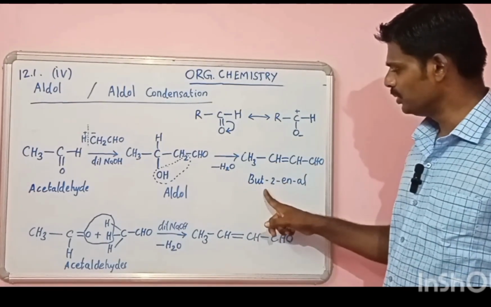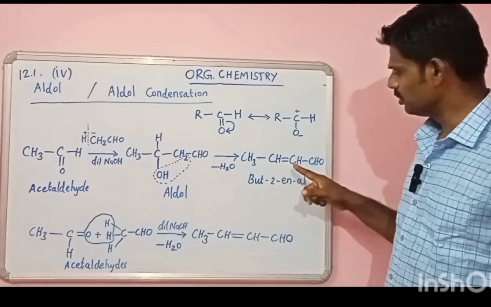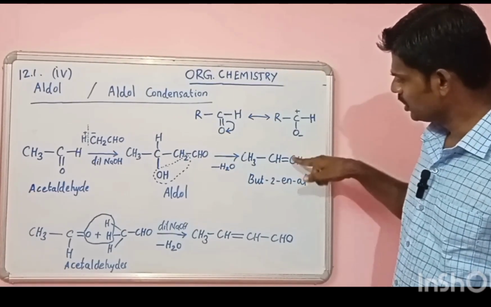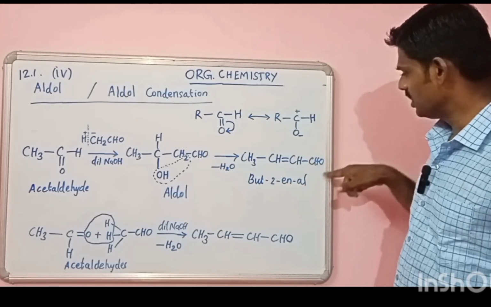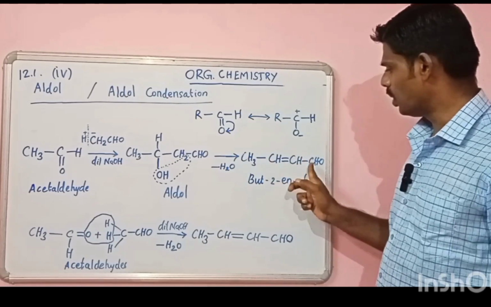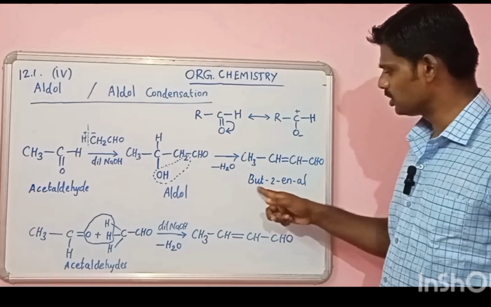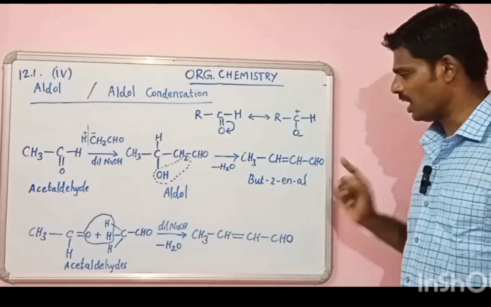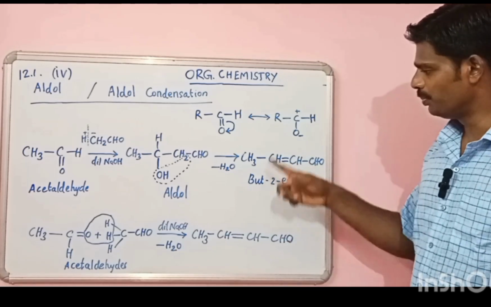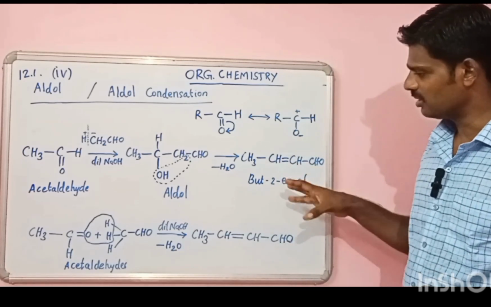This is but-2-ene. If you number this 1, 2, so 2-ene, then al, which is an aldehyde. So 1, 2, 3, 4, that is why it is a four-carbon butane. So but-2-enal. This is the IUPAC name for that aldol condensation product.